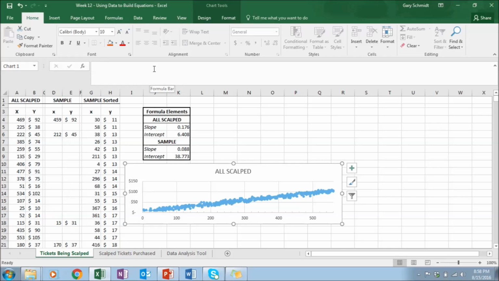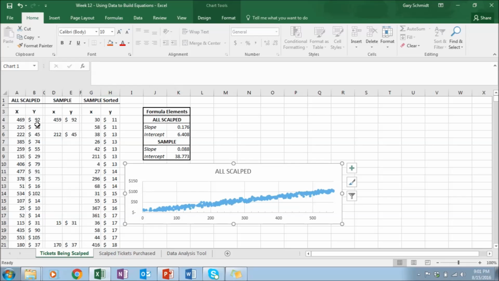The purpose of this video is to walk you through the steps that you would need to follow in order to take data that you have been provided with and analyze it, create linear regression equations, which then could be fed into a price optimization analysis.